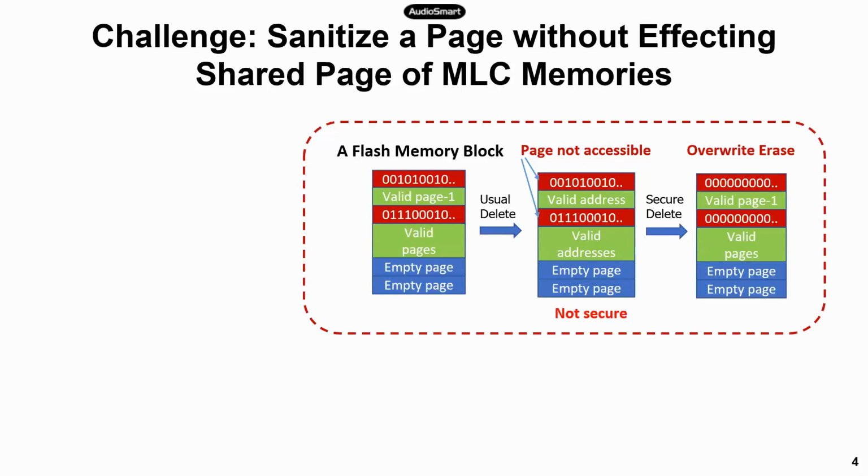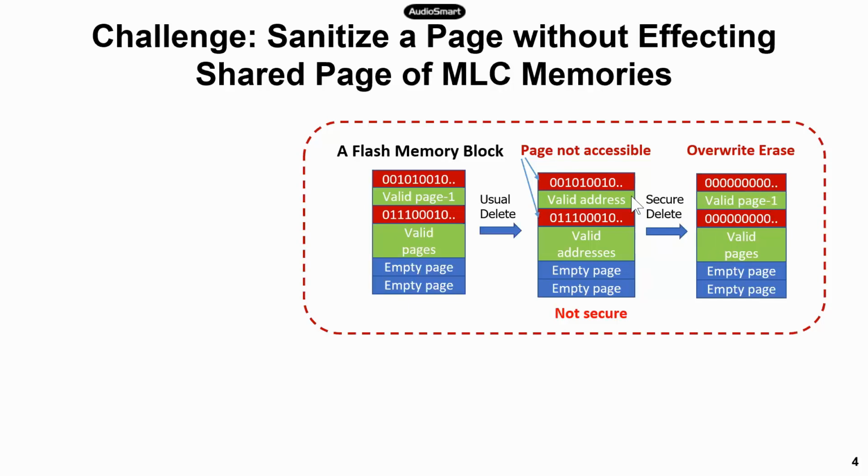In NAND flash memory, a standard way for data sanitization is to unlink the physical page address. As you can see here, the data still remains in the flash page, but the page address is unlinked. This is not a secure way to delete the data. The better, more secure way is to overwrite with all zero.